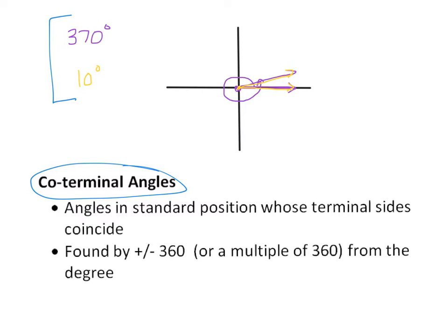So coterminal angles can always be found by adding or subtracting 360 degrees from another angle. So this 10-degree angle here, if I added 360 to it, I get to 370 because they are coterminal, so they just are a difference of 360 one way or another. Let's practice.